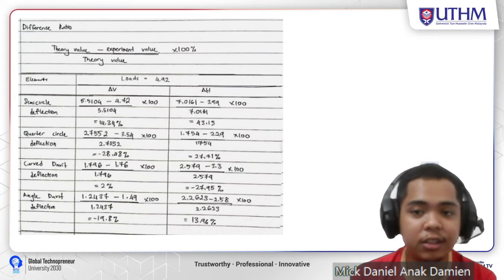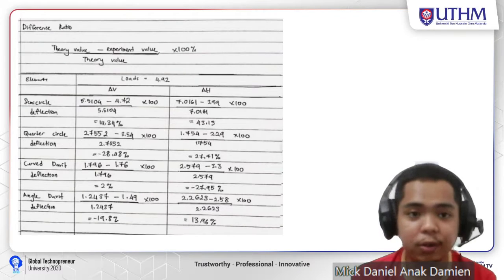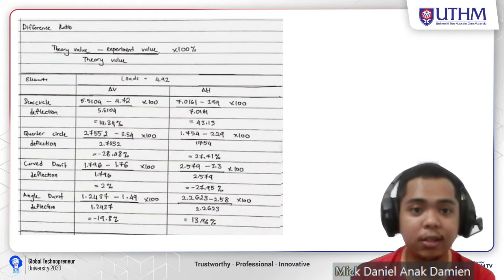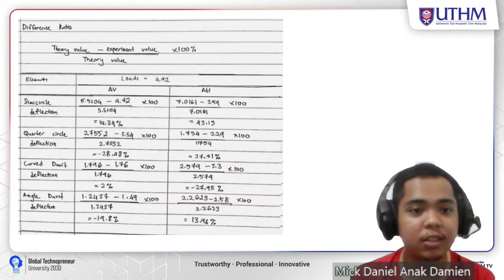For the difference ratio for this experiment, we use the theory value minus experiment value over theory value times 100%. This applies to semicircle deflection, quarter circle deflection, curved davit deflection, and angle davit deflection.